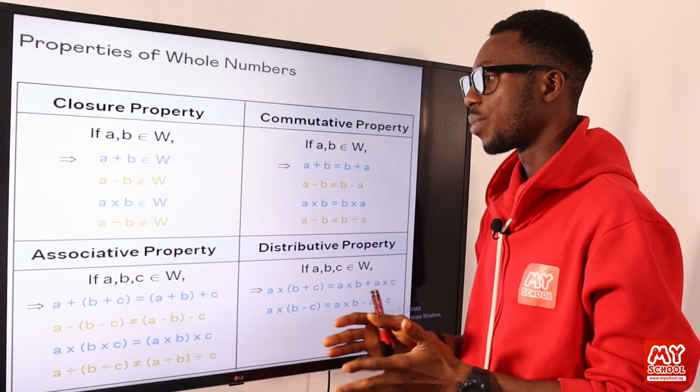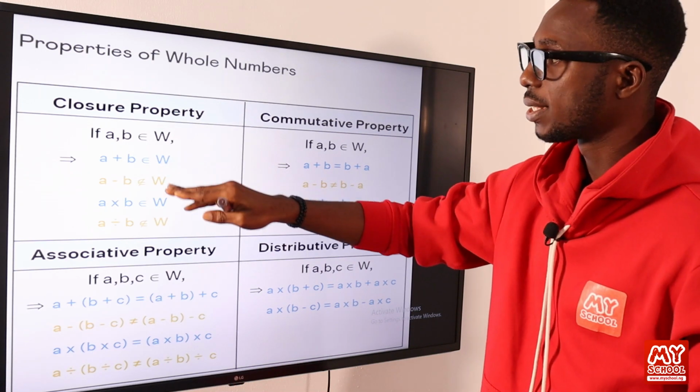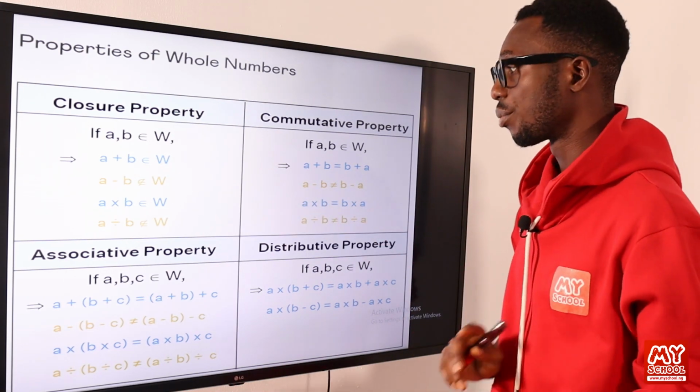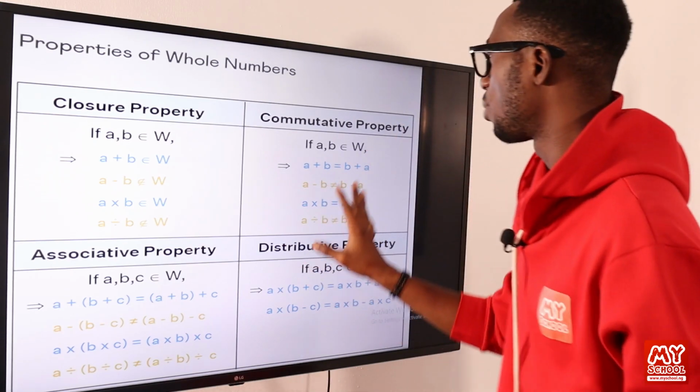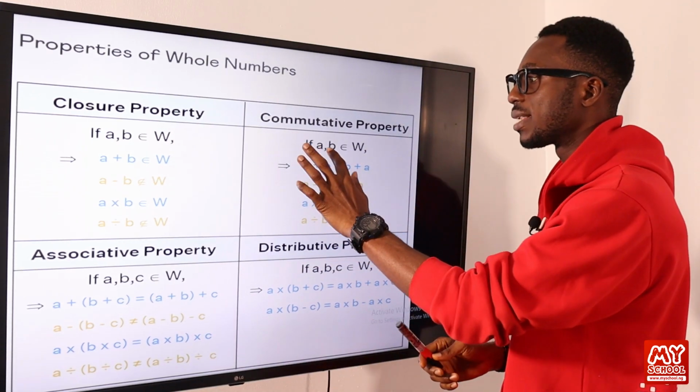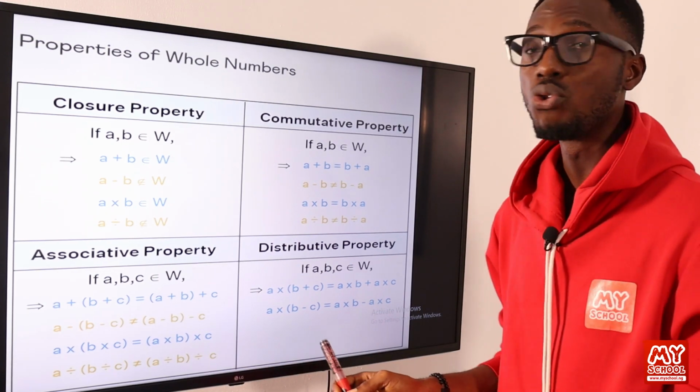Okay, so that is where it's applicable. But generally, only this and this are good to go. So we have the commutative property. Look at commutative. Of course, we are looking at these elements as members of whole numbers.